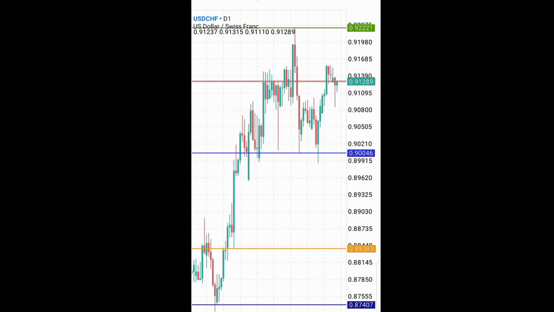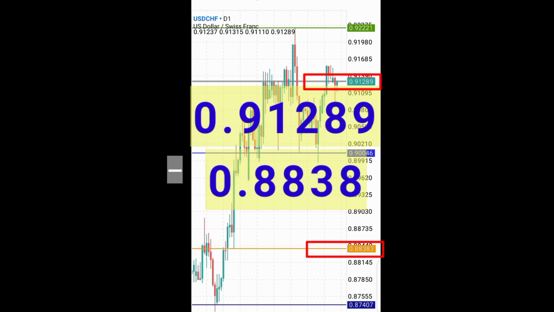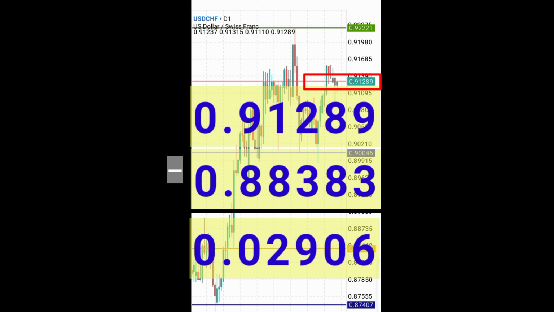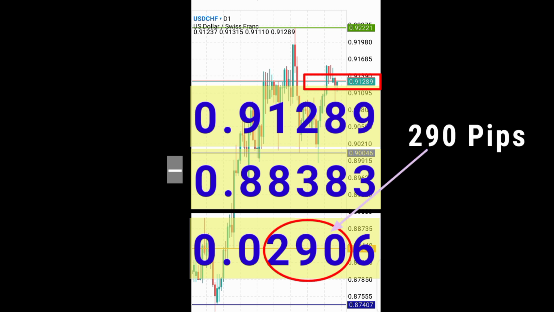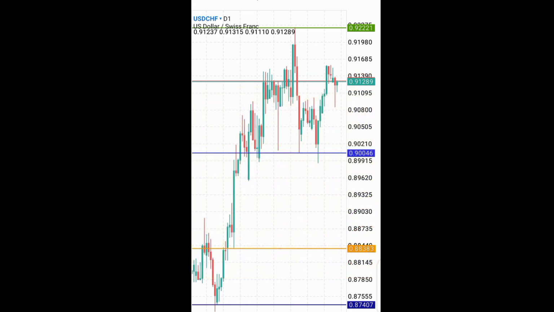Assuming we want to calculate the number of pips between this current price and this price level with this orange mark. The number of pips will be the difference between the two price levels, 0.91289 minus 0.88383. When we do that subtraction, we have 0.02906. That will be the difference, and interpreted, it gives us 290 pips, 6 pipettes, which is 290.6 pips.